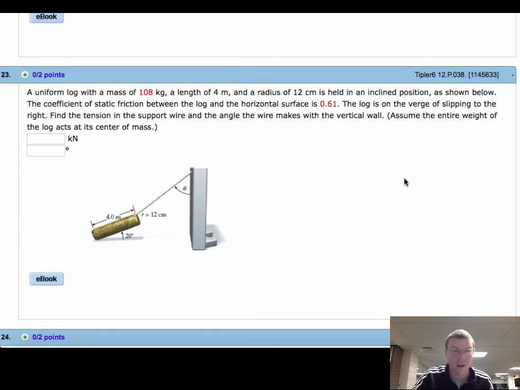And I will give you, again, if you're within a few degrees, I'll give you one of those answers to allow you to get the second. So what we need to do is analyze the forces on that log. So I'm going to blow up that picture here.